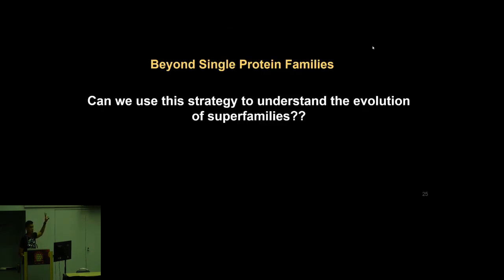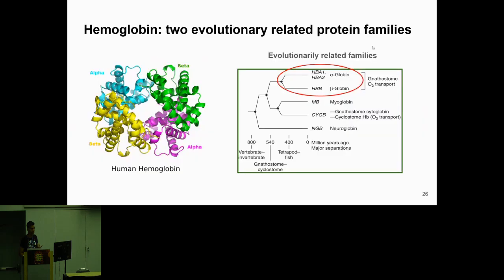I explained how we can use FrustraEvo to understand a single protein family, but we wanted to go a bit farther. Can we use FrustraEvo to understand the evolution of superfamilies? So one of my favorite examples is hemoglobin. Hemoglobin is very interesting because it's composed of 2 alpha globins and 2 beta globins, and these 2 families are evolutionarily related. So whatever difference in sequence or frustration that you may see today is the consequence of their functional divergence over time since their common ancestor.